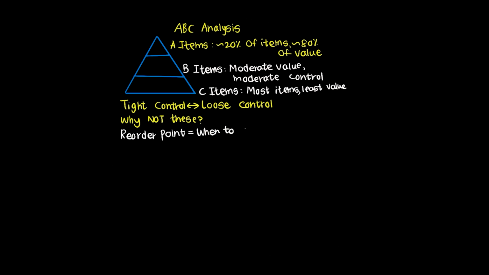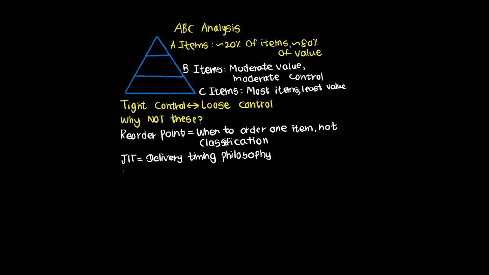The reorder point system calculates when to place an order for individual items. It does not classify or rank thousands of items by spending. Just-in-time is a delivery philosophy about receiving materials exactly when needed. It is not a classification tool. Economic order quantity calculates optimal order sizes for individual items, not how to prioritize across your entire inventory.